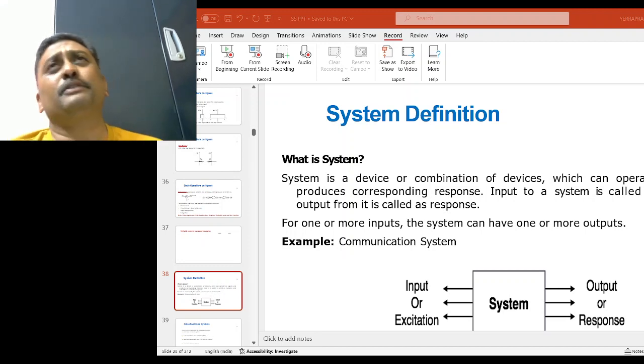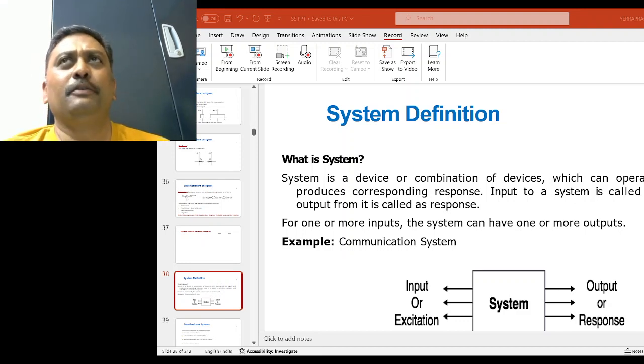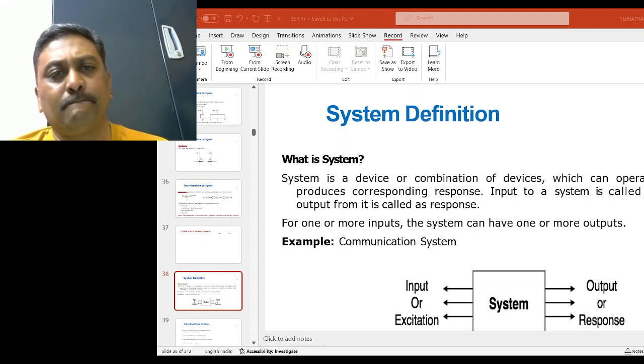There are many examples of systems in electronics and communication engineering which we normally deal with. Suppose you take a transistor: you give a signal and a VCC input, that is DC input voltage, and you get an amplified output. For an oscillator you give a reference signal and a VCC, and you get oscillations. For an amplifier, you give an input signal and VCC, and you get an amplified output.